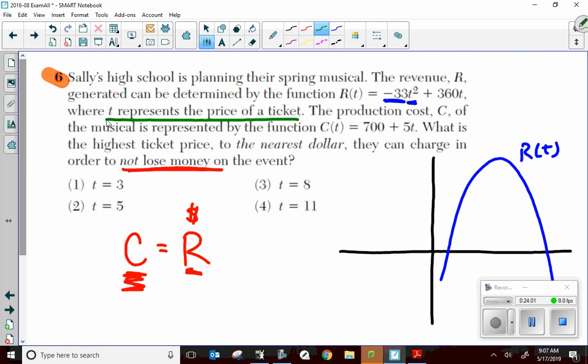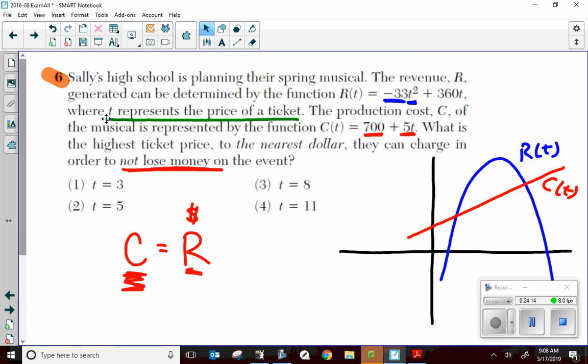I know that C of t starts at 700 and it has a slope of 5, a positive 5. I don't know, so maybe it goes like this. That's C of t. These aren't exact, I'm just drawing them right now. And I know that t is the variable that's in both of them. So technically my x-axis is going to be t, which is the ticket price.